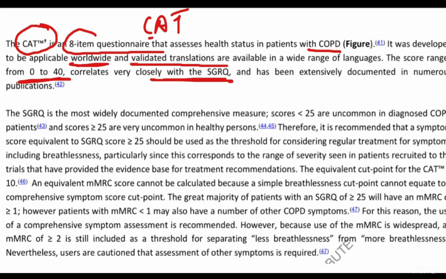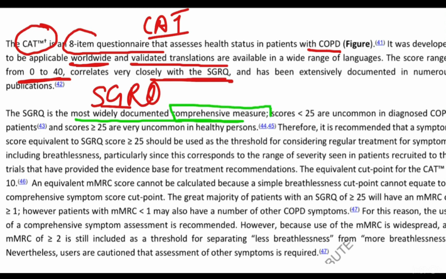So that is the CAT questionnaire. The second one is the SGRQ, St. George's Respiratory Questionnaire. Now we will discuss the SGRQ. SGRQ is the most widely documented comprehensive measure. The CAT is the shorter one, but the SGRQ is the comprehensive one.